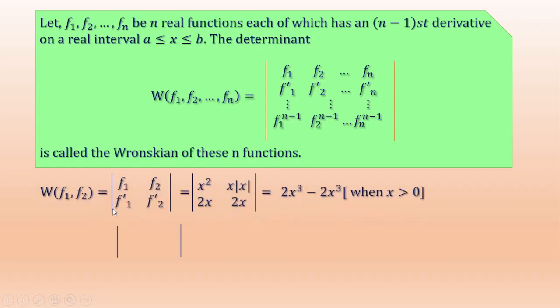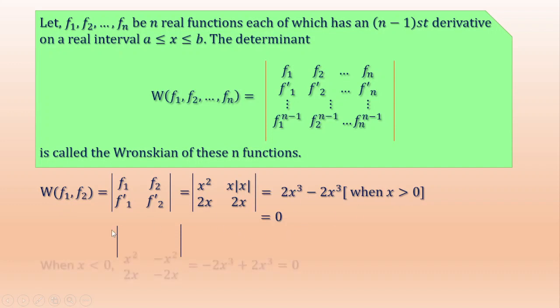Here our functions are x square and x mod x. So W(f1, f2) is the determinant with rows f1, f2 and f1 dash, f2 dash. Here f1 is x square and f2 is x mod x. So f1 dash is equal to 2x, and f2 dash is equal to 2x when x is greater than 0, and the determinant will be 2x cube minus 2x cube. So the determinant when x is greater than 0 is 0. So the Wronskian is 0 when x is greater than 0.